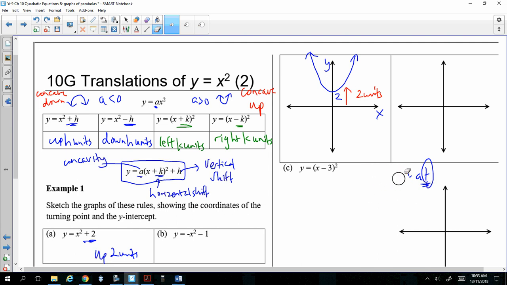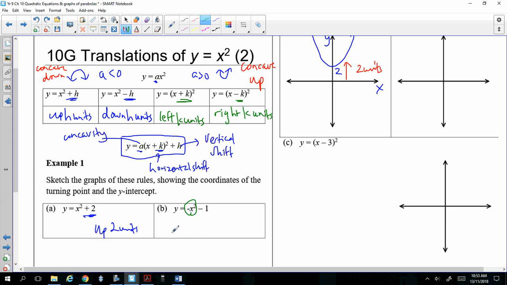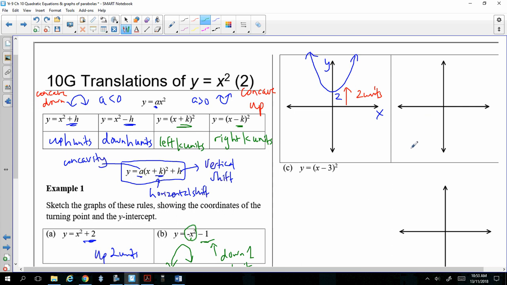What does the next one do? What's the negative x squared? What's the shape of that? Concave down. And what does the minus 1 do? Down 1 unit. So again, I could use this trick again. I'll draw the negative x squared, and then I go down 1 unit. Does that make sense? And that means it's going to cross at -1.